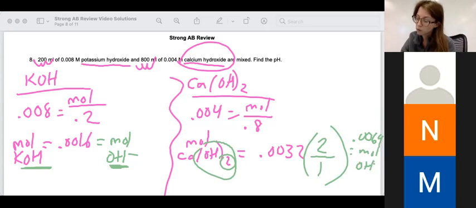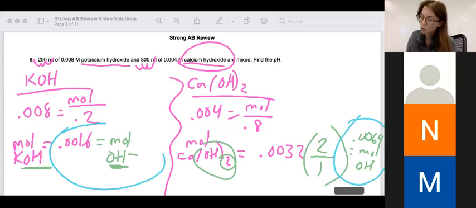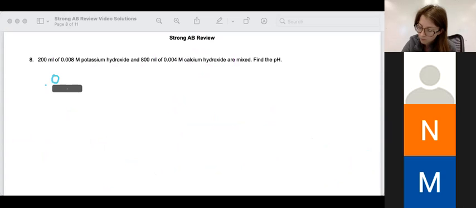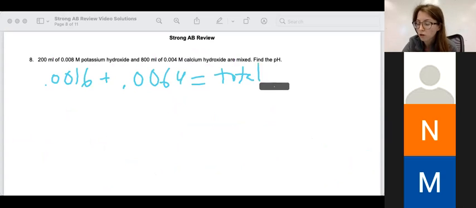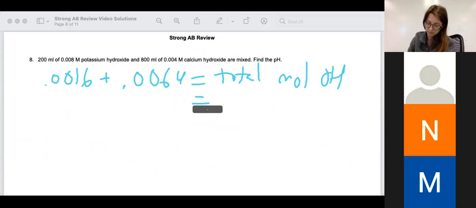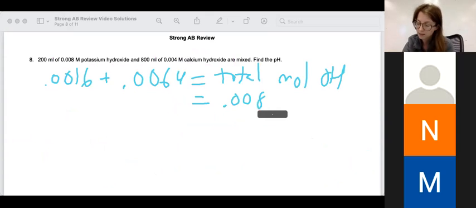Since these are both moles of OH that we have, what we end up doing is adding them together. 0.0016 plus 0.0064, that's going to get me my total moles of OH, which is 0.008. I now want to find my molarity of OH.